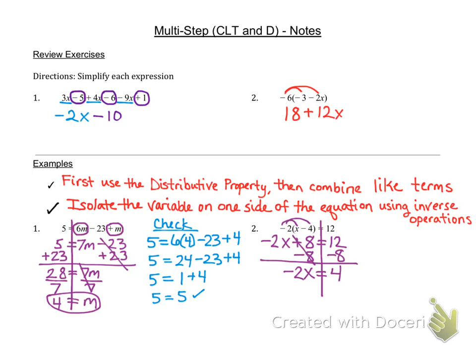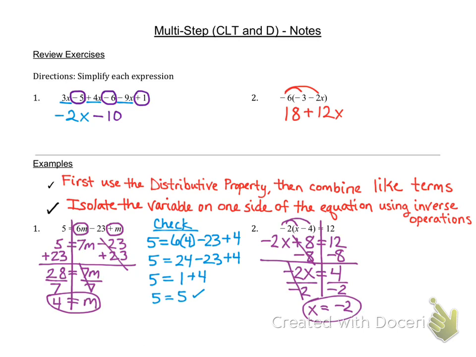Next step, negative 2 times x. The opposite of multiplying is dividing. So I'm dividing both sides by a negative 2. Negative 2 divided by a negative 2 is 1. So we're left with 1x is equal to a negative 2.